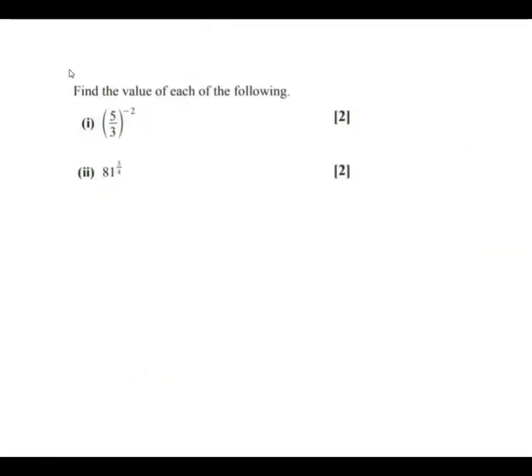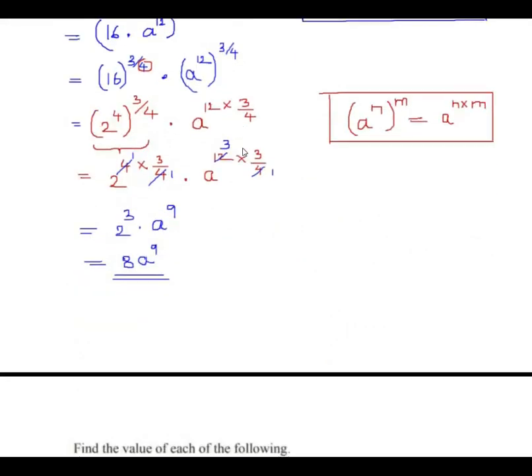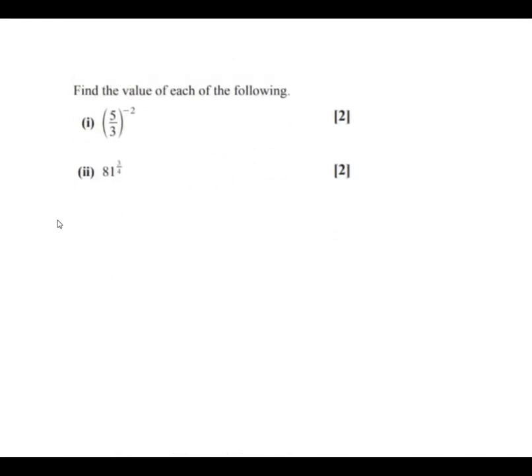Let us look into the next question. Find the value of each of the following. 5 over 3 raised to the power of negative 2. Again, if you remember, we had a power of negative 2 in the previous one. So we had just reciprocated it. So 0.2 over 1, if we take it this way, had become 1 over 0.2. So basically we have to reciprocate whatever number we have to get a positive power. Now in this case, we have 5 over 3 to the power of negative 2.